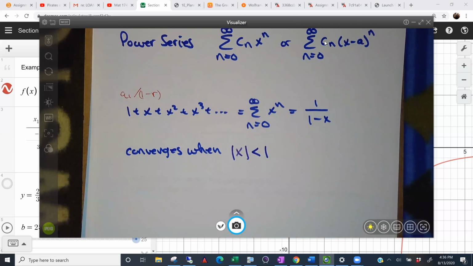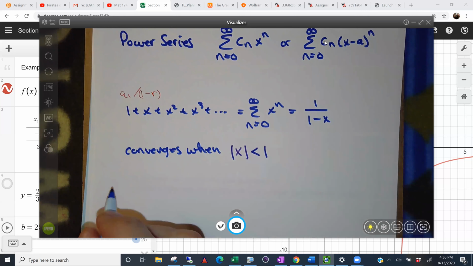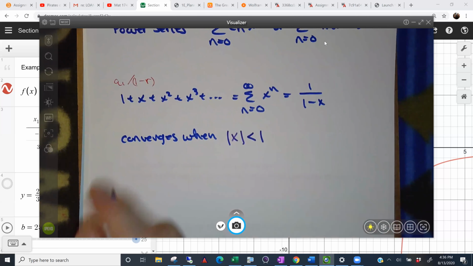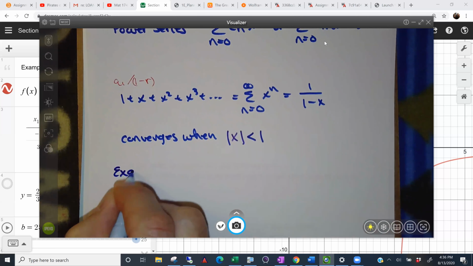Bonus credit for you. But what if you have something a little bit different in your series or your function, and you still wanted to write it as a series? So let's do a few examples, actually more than a few.